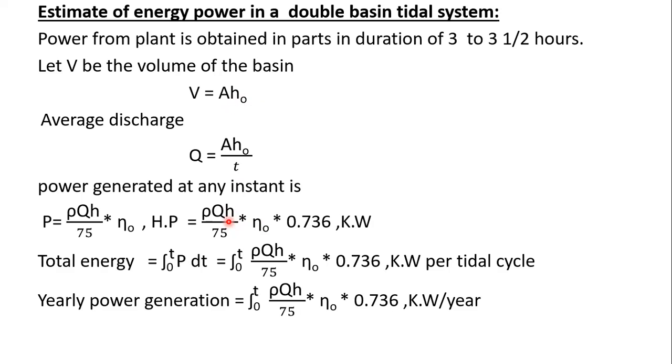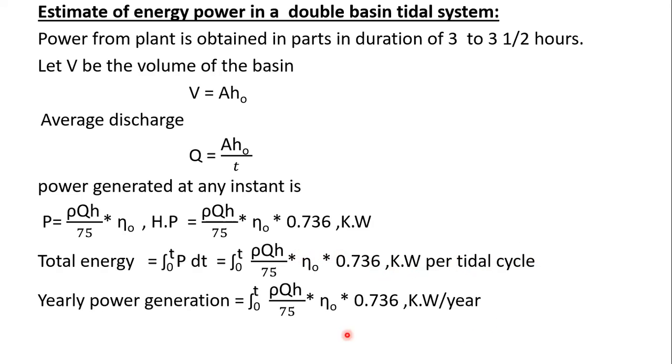So from these equations, the total energy can be integrated with limits 0 to T, P dt. What is the value of P? This one. So substitute the value of P here: rho Q H by 75 into eta naught into 0.736 kilowatts per tidal cycle. So this is the value per tidal cycle.